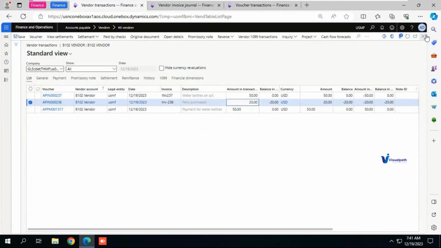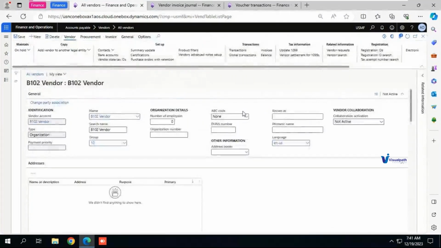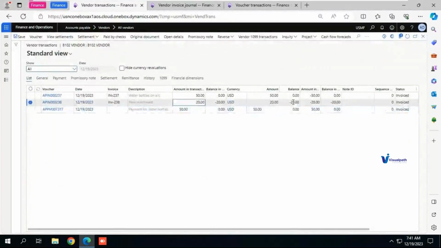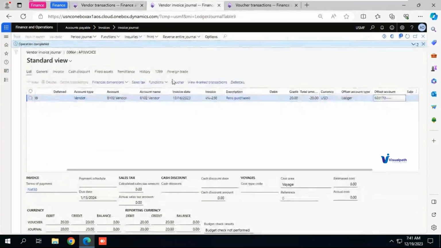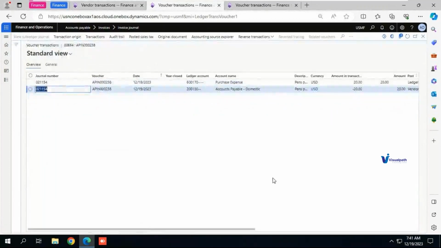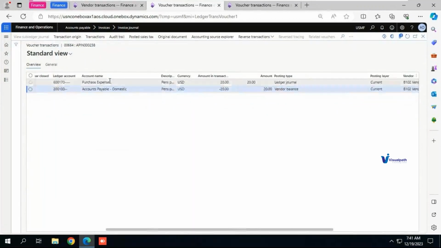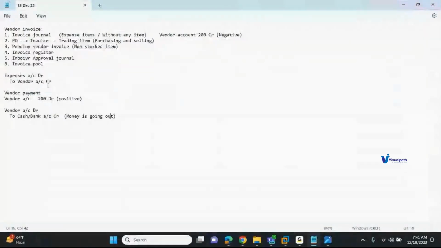You can see the transactions. It is minus 20, so the balance is minus 20. Minus 20 means I need to pay money. If you verify the voucher, it is expenses account debit to vendor account, the vendor balance account. That is the invoice journal. Invoice journal means expenses account debit to vendor account.